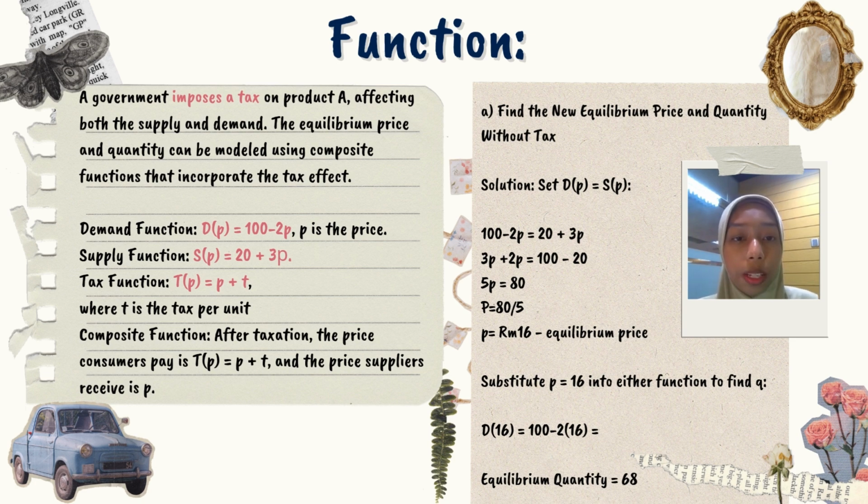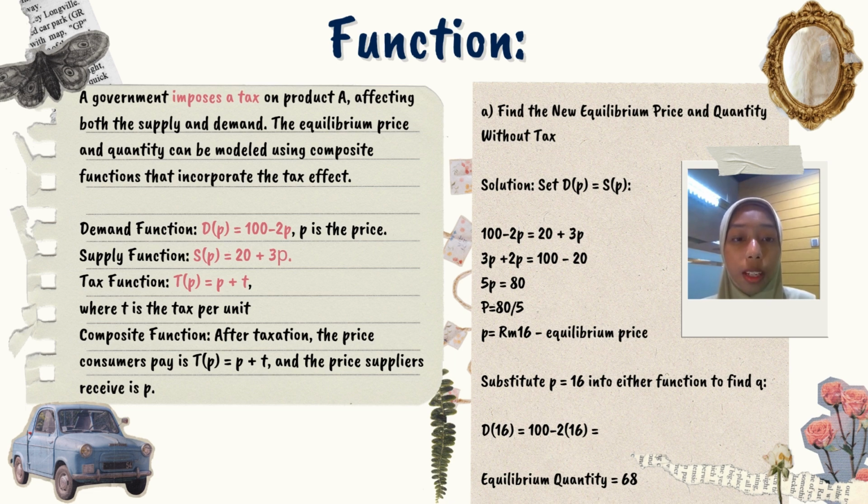As a solution, we need the demand function to equal the supply function. So 100 minus 2p equals 20 plus 3p. We bring the p to the left side and the numbers to the right side. We get 3p plus 2p equals 100 minus 20. 3 plus 2 equals 5p. 100 minus 20 equals 80. To obtain p, we must divide 80 by 5, which will get 16. Therefore, 16 is the new equilibrium price without tax.